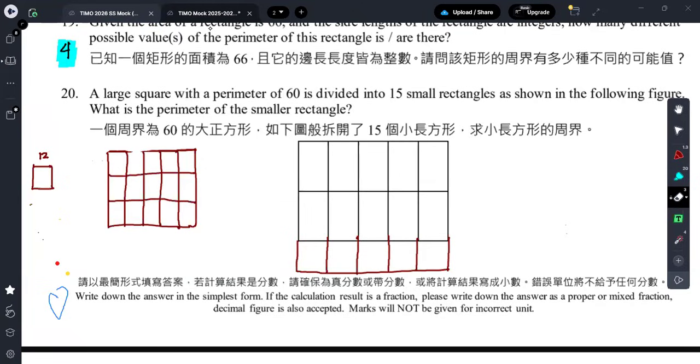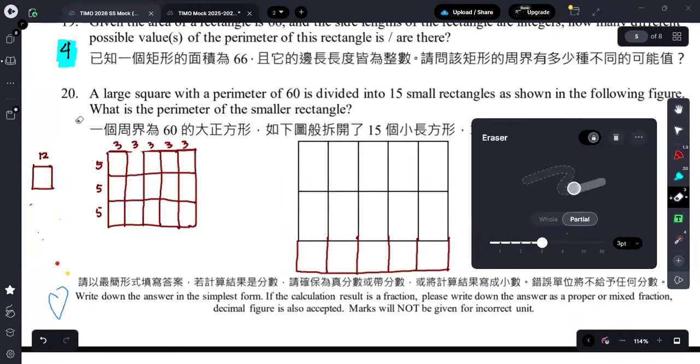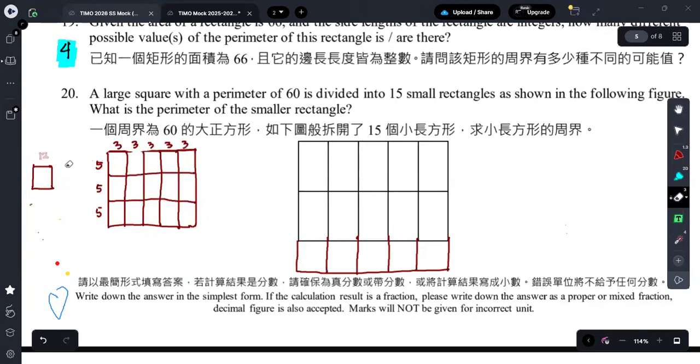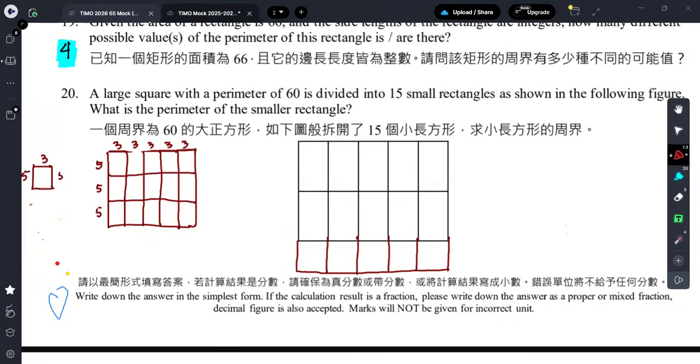Yes, please wait. So if the perimeter is 60 and this is a square, divided by 4, that is 15. If this is 15, this side here is 3, 3, 3, 3, 3. And if this is also 15, the side here is 5, 5, 5. So for a smaller block, we have 5 and 3, and that is equal to 16.